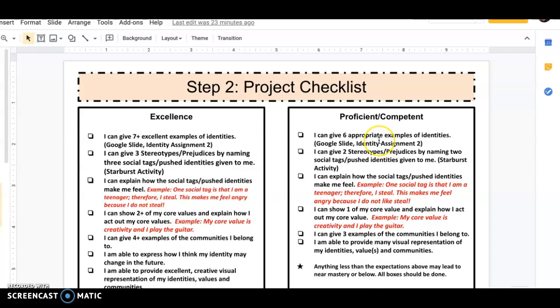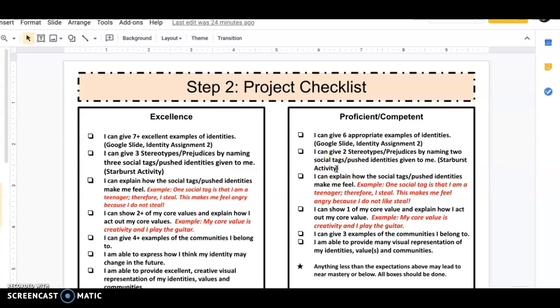So, are you able to give 6 good examples of who you are? That would be from your original Google slide formative assignment and identity assignment number 2. And your Starburst too. Can you give 2 stereotypes, social tags, pushed identities that are placed on you? That would be your Starburst activity.